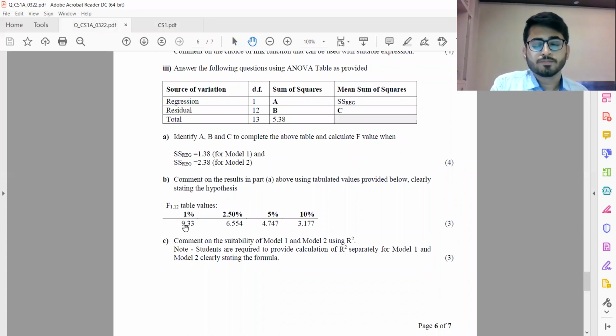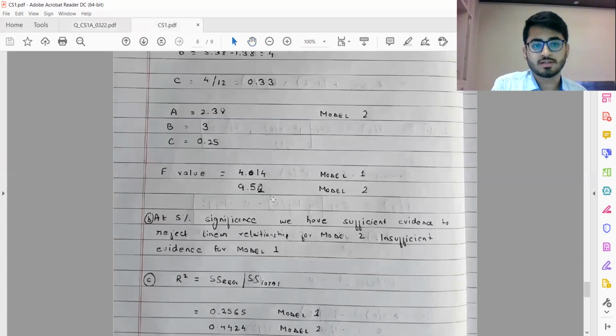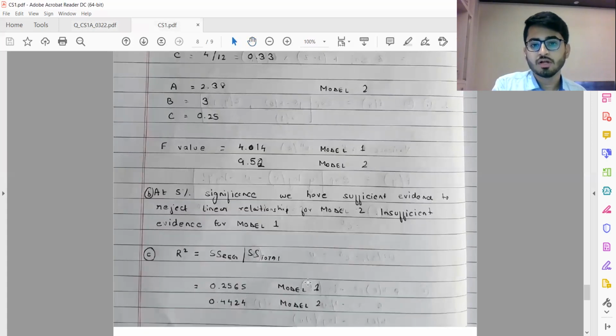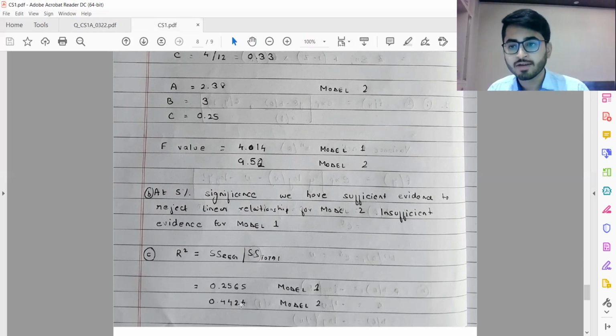And then comment part 3 is, comment on the suitability for model 1 and 2 using R square. So we know the formula for R square. This is nothing but SS regression by SS total. For model 1 it's 0.25. So very low proportion of variability is being explained by the model. For model 2, a higher variability is being explained, but you will see that in model 2 we were rejecting the linear relationship, but whatever variability was there, a higher part of it was being explained by the model.